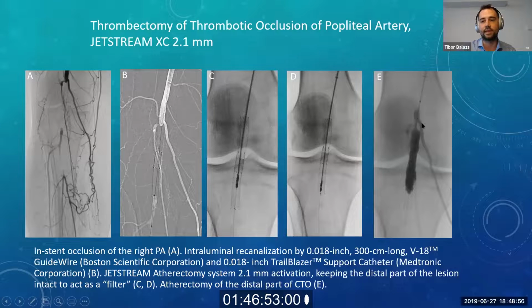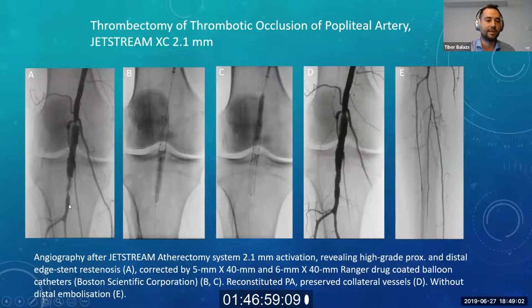So the thrombi were removed. You can see the tight stenosis in the proximal part and the occlusion on the distal part. So then finally we removed by blades down the distal cap.